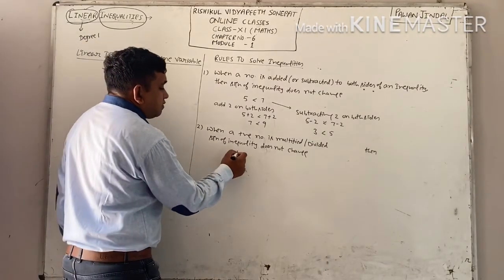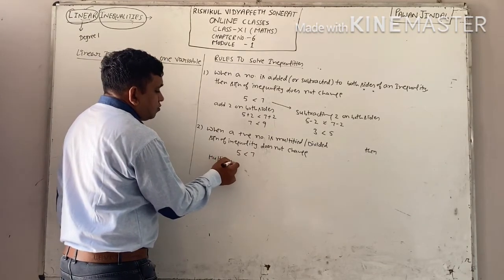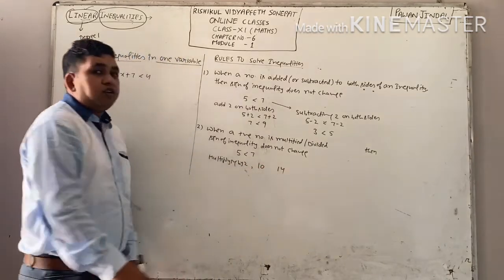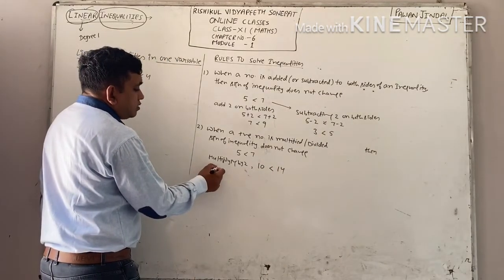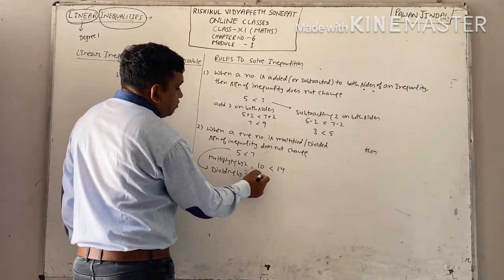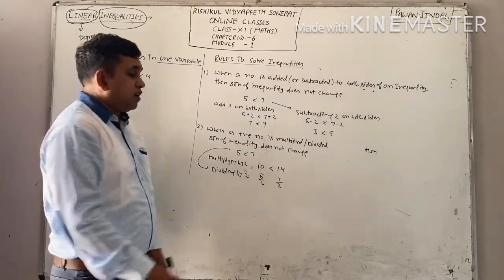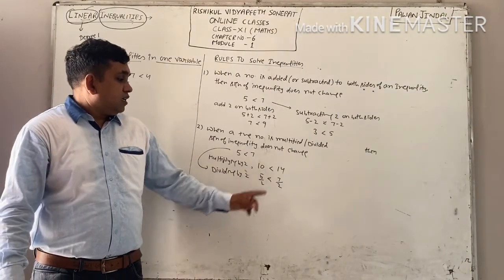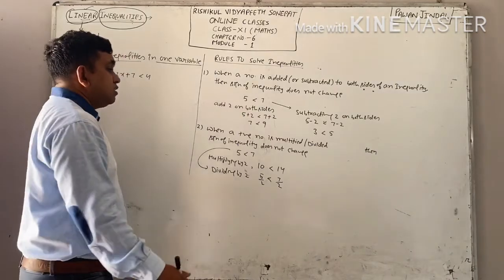See, 5 less than 7, multiplying by 2. What do you get? 10. Here you will get 14. And you can easily check 10 is less than 14. Dividing by 2. See what you will get? 5 by 2. 7 by 2. 5 by 2 is 2.5. This is your 3.5. And clearly 5 by 2 is less than 7 by 2. The sign remains same. Sign of inequality does not change.